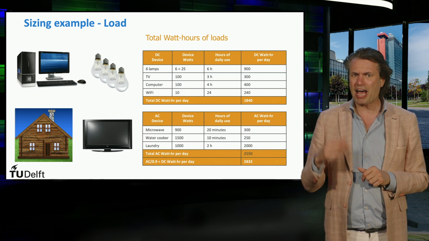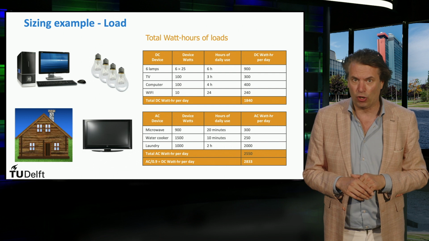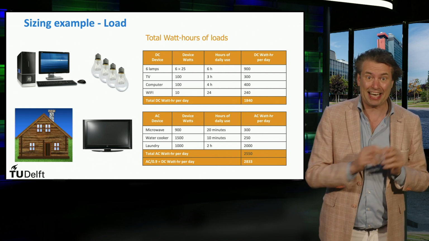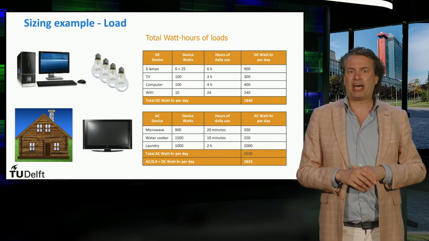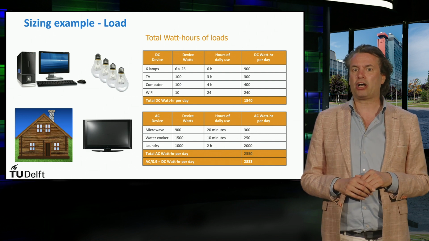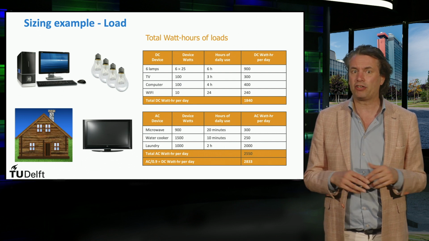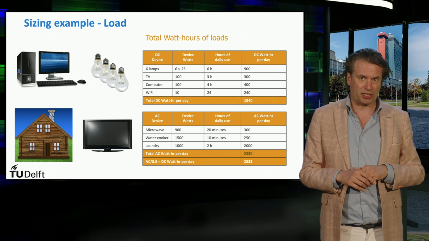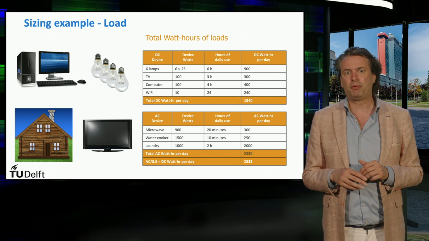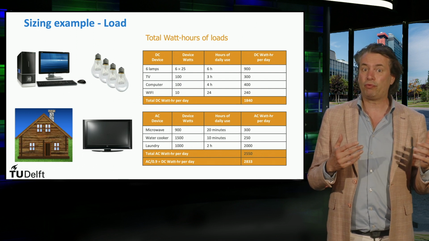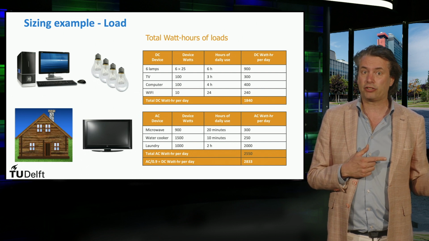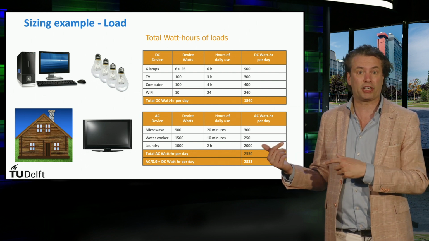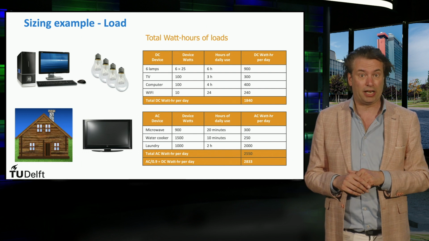As you may notice, we have used separate load tables for DC and AC devices. The total energy requirement of the respective loads is calculated by multiplying the power rating of the load with its average daily operational time. In this example, we need 1840 watt hours per day for the DC electrical energy and 2050 watt hours of the AC electricity.